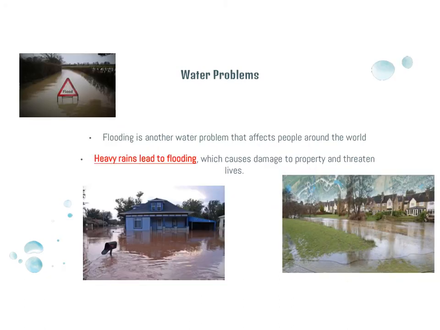Certain places may suffer from what we call water flood. Flooding is another water problem that affects people all around the world. One example of dangerous flooding occurred in Bangladesh in 2004. The floods there destroyed roads and schools and left some 25 million people homeless. So imagine how devastating a flood can be.